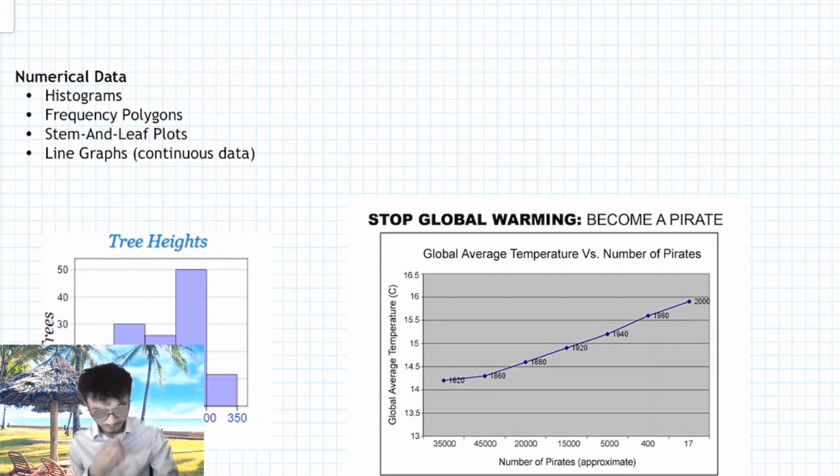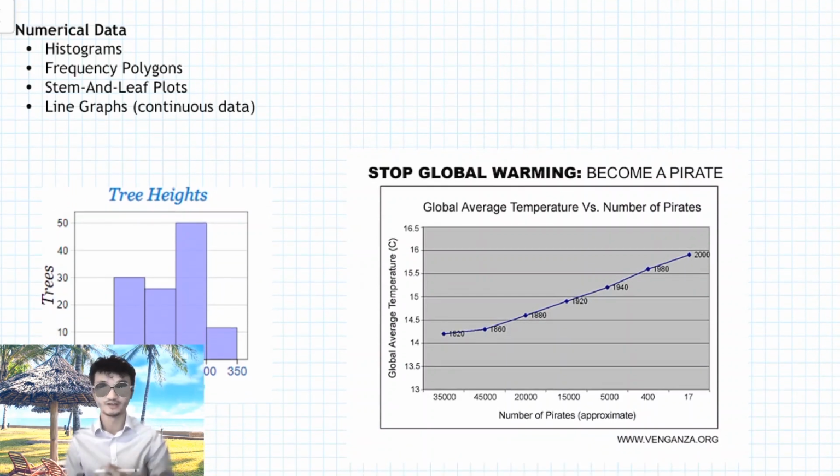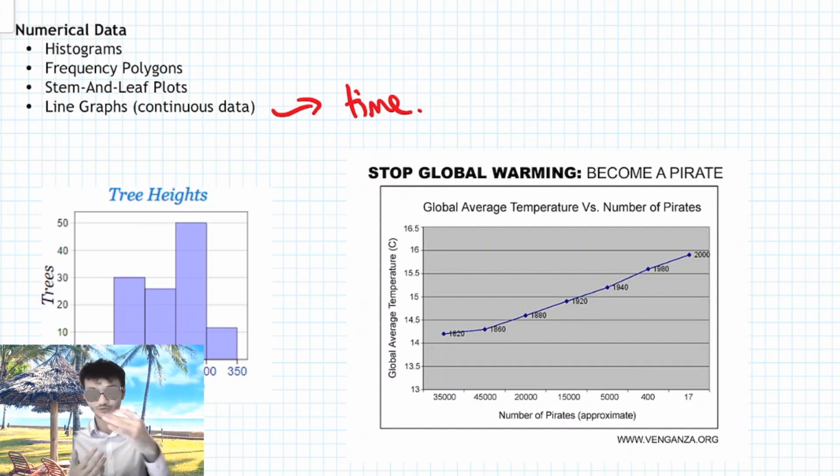Numerical data. Now, we have a few different things that you've learned over the past few years. Histograms, you might remember, frequency polygons, stem and leaf plots, and line graphs. That's reserved for continuous data, okay? So that's stuff that there's no gaps between the different values, right? So for example, time is a good example of continuous data because you can always measure every instance of time. Whereas something which would be discrete data is like the number of people in a room, right? You can have one or two people or three people, but you can't really have 1.5 people, right?